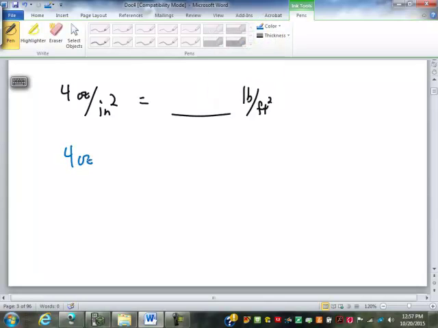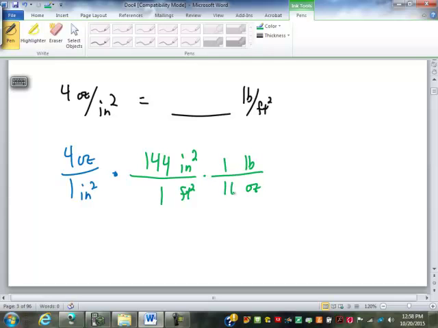Well, this is 4 ounces over 1 square inch. We have to get rid of the square inches and the ounces. Since you said the inches, we'll get rid of those first. 1 square foot is how many square inches? Not 12. It's squared, so it's 144. That'll get rid of the square inches. Now we get rid of the ounces, going to pounds. 1 pound is 16 ounces. So the ounces cancel out, the square inches cancel out. We have pounds on top, square feet on bottom. That's what we want. Pounds per square foot.